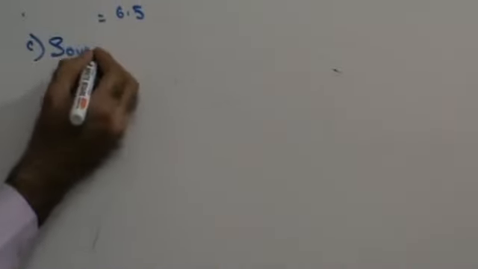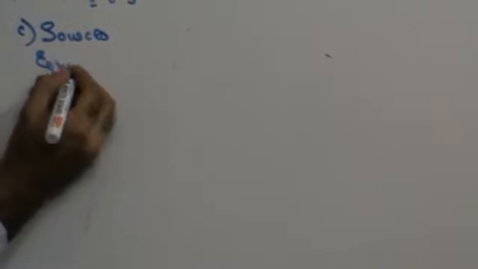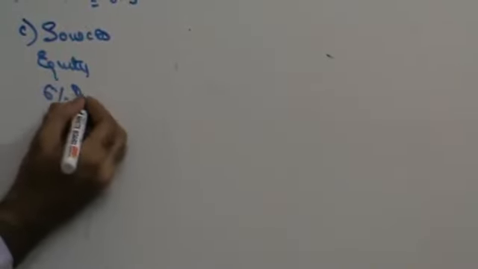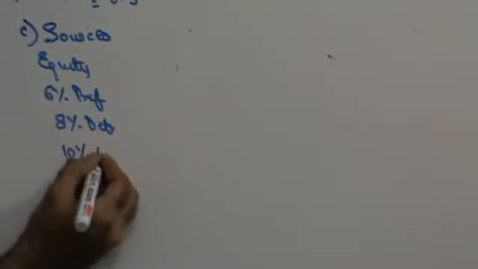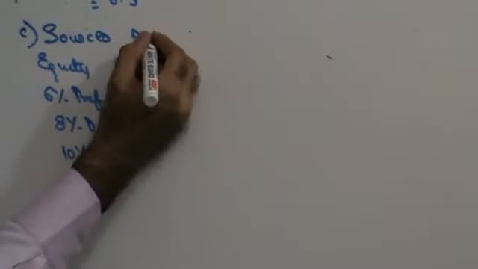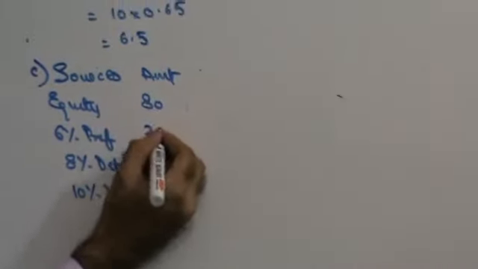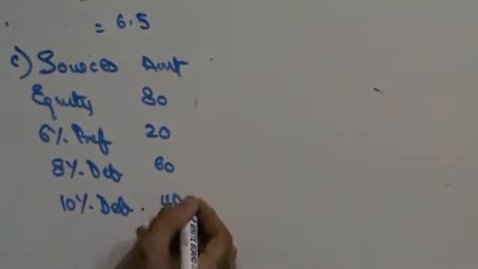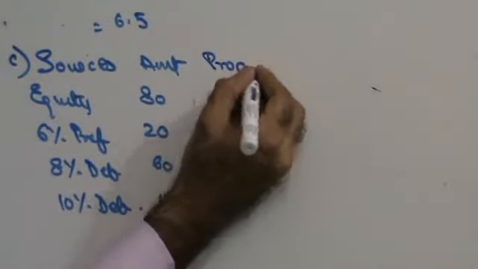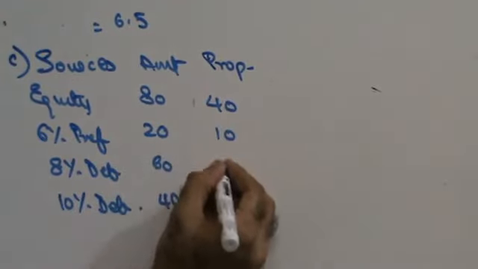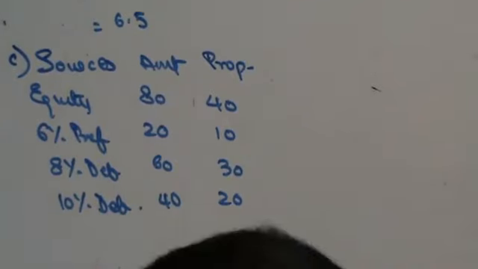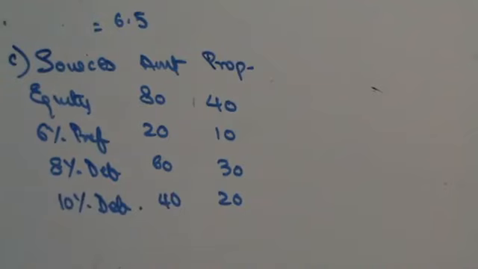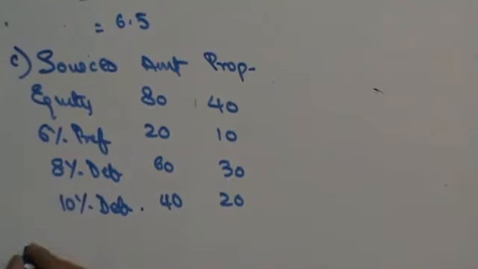So let's see this. Sources: equity, 6% preference, 8% debentures, 10% debentures. Amounts will remain the same, 80, 20, 60, 40. Right? Proportion will remain the same, 40, 10, 30, 20. The only thing that is going to change is your cost of equity. And why is the cost of equity going to change? Because they are saying that the growth rate shall change from 7% to 12%.